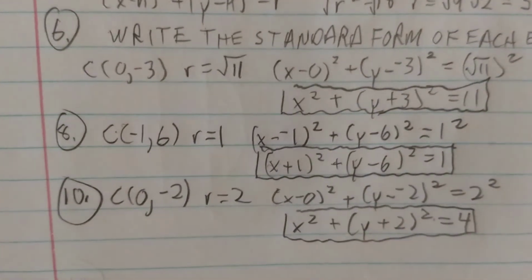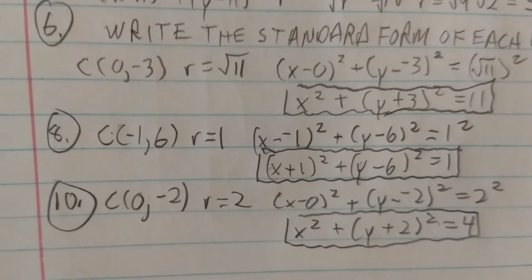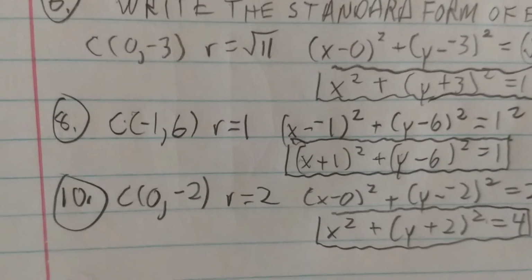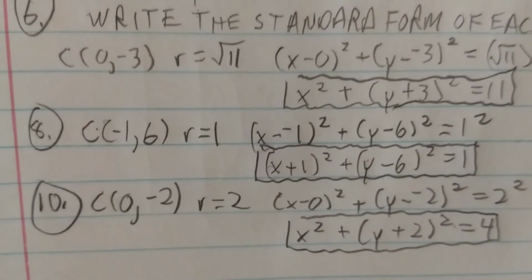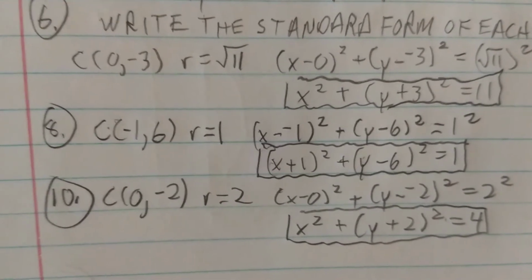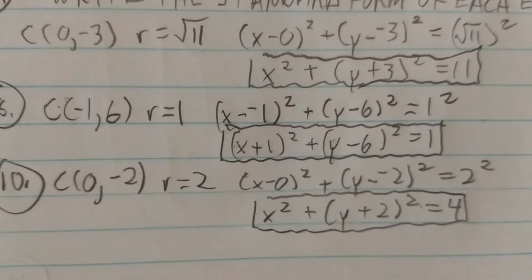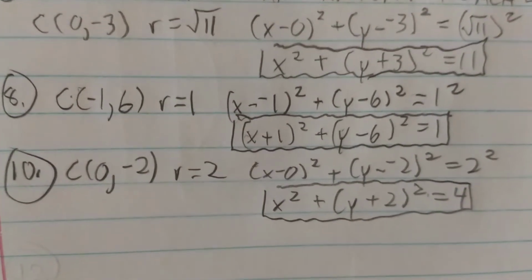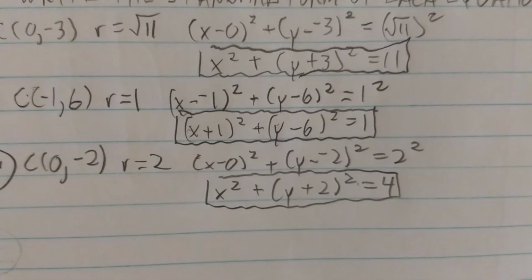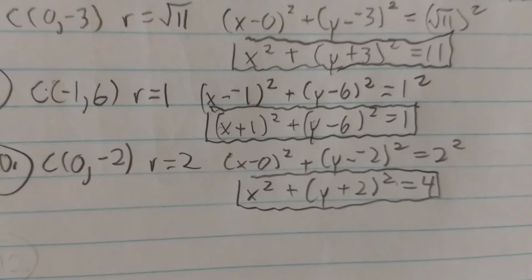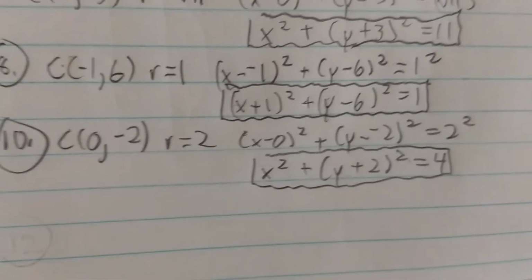Now in number 6, we write the standard form of each equation, where now we're given the center and the radius, and we're asked to make the equation. Well, when the center is (0, negative 3), it's just x minus 0 squared, or x squared. But if the y part of the center is negative 3, we have to have it as y minus negative 3, or (y plus 3) squared. And then r squared is the square root of 11 squared, which is 11. So our standard form equation is x squared plus (y plus 3) squared equals 11.